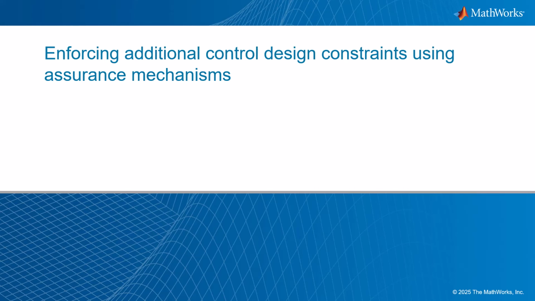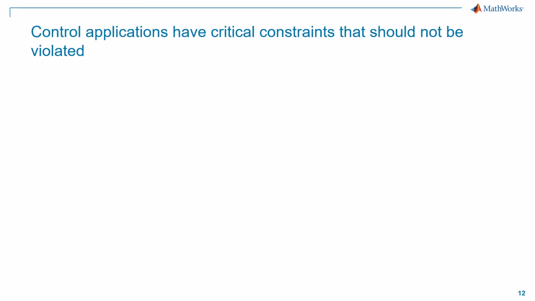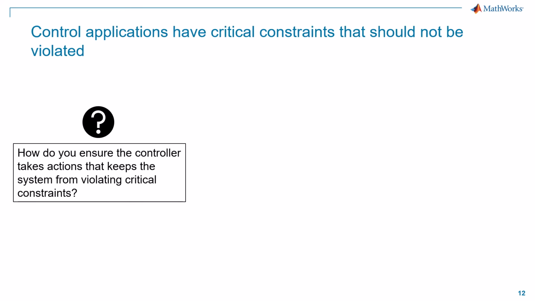In this video, we'll be looking at assurance mechanisms and how they can help you incorporate additional design constraints in your control system. In many applications, your control system must satisfy critical constraints at all times. Violating them could mean collisions, instability, or even system failure. So, how do you ensure your controller keeps the system from violating critical constraints?